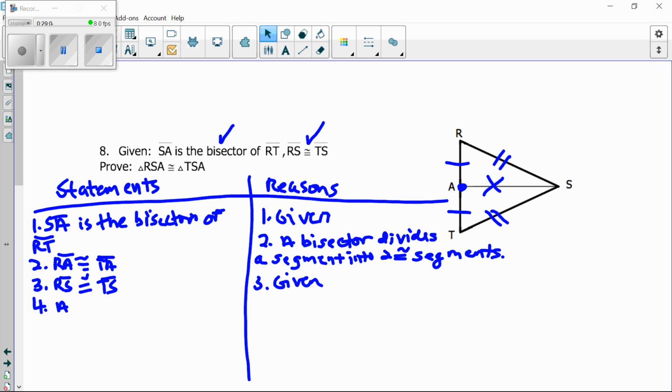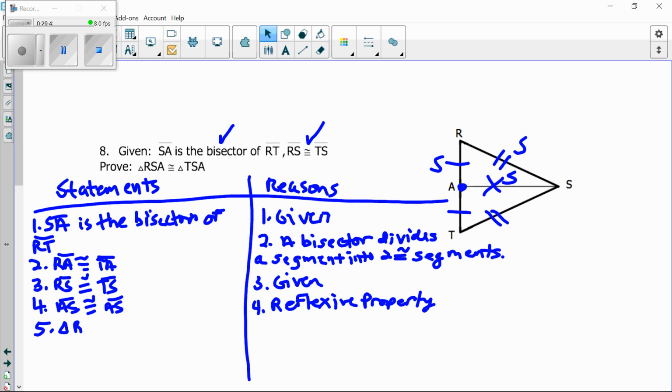So AS is congruent to AS, and the reason why, reflexive property. I always tell kids to think of reflexive as the word reflection, because you see your reflection in the mirror. So AS is looking at its reflection, and the congruent sign is the mirror. Now I have a side, and a side. So triangle RSA is congruent to triangle TSA, and the reason why is side, side, side is congruent to side, side, side.